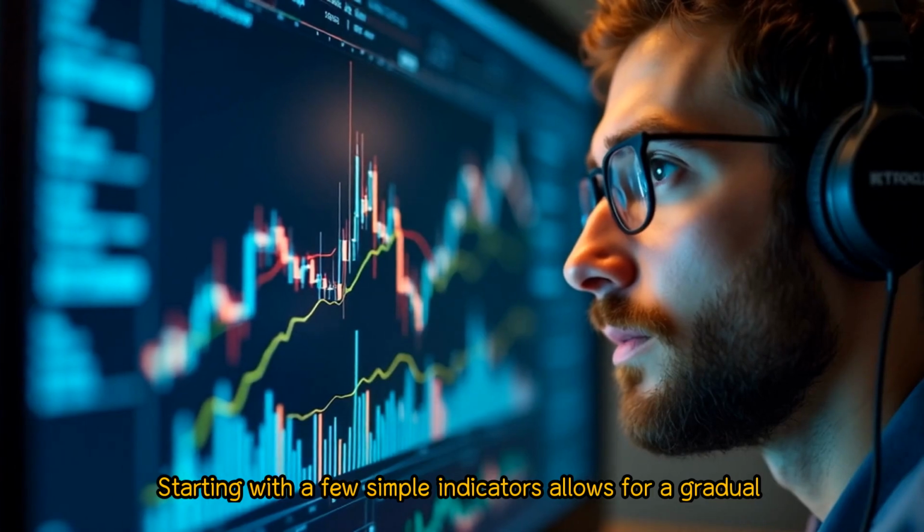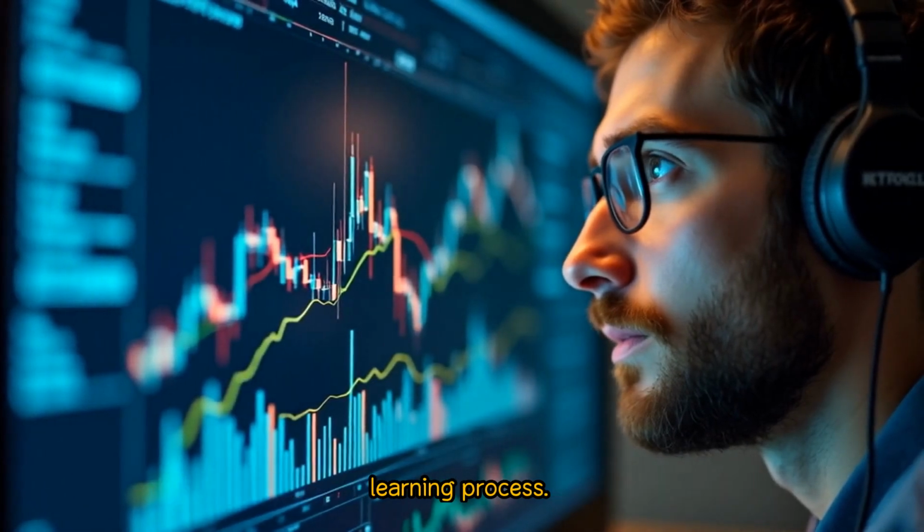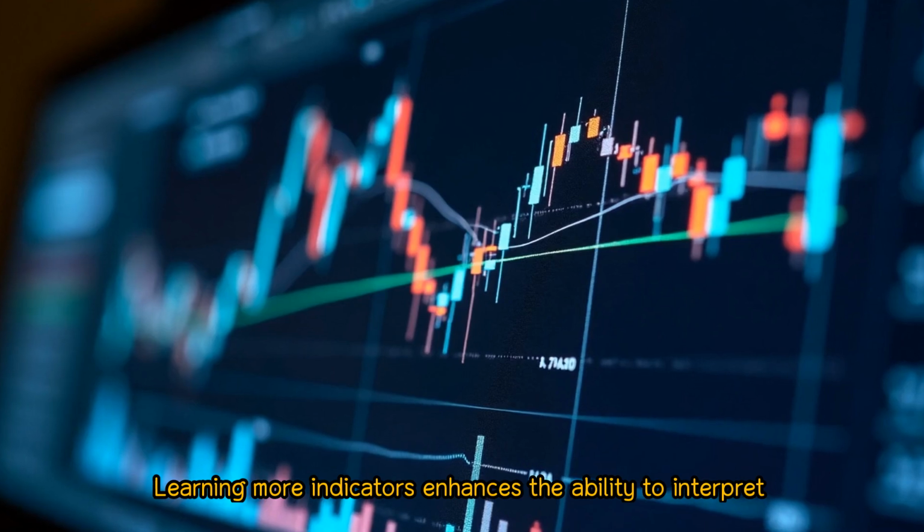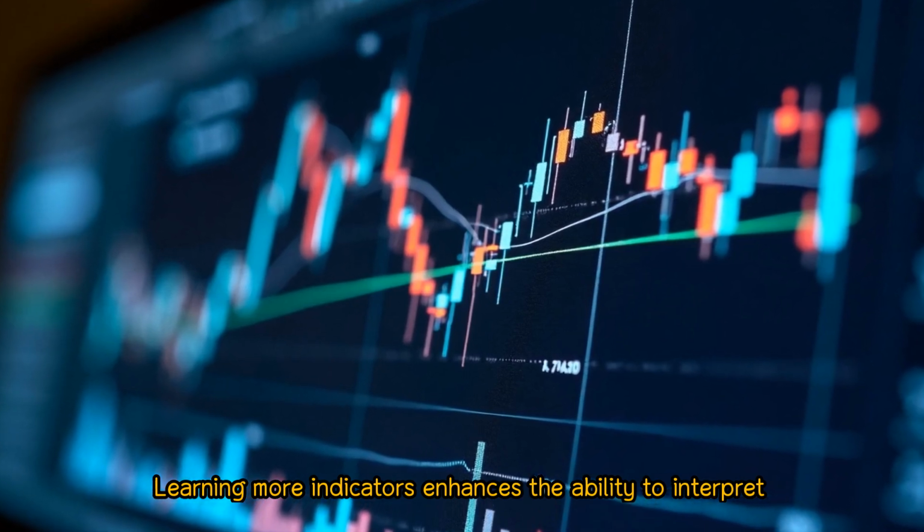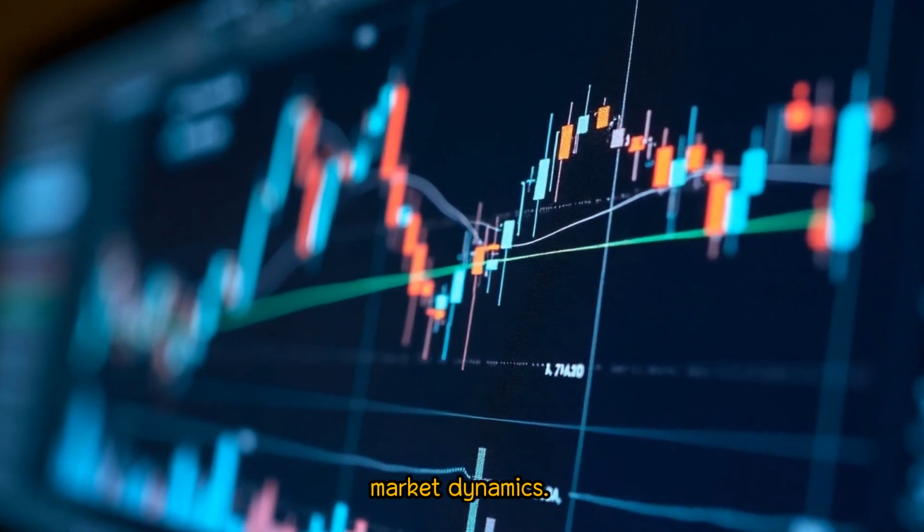Starting with a few simple indicators allows for a gradual learning process. Learning more indicators enhances the ability to interpret market dynamics.